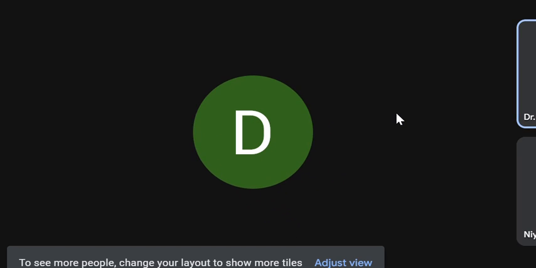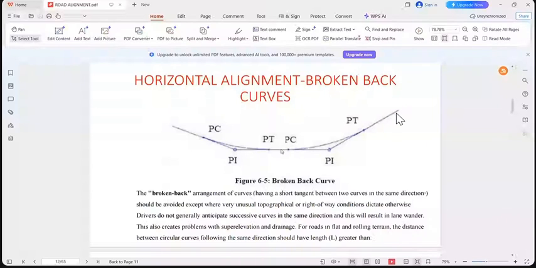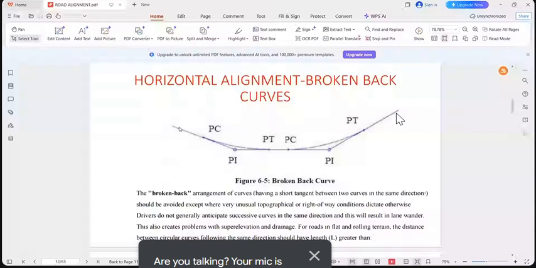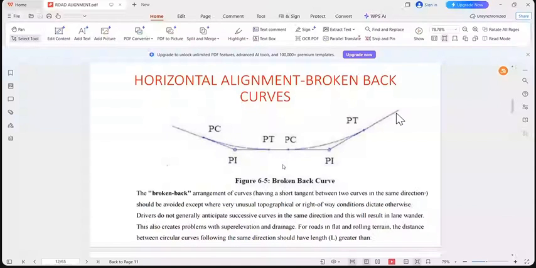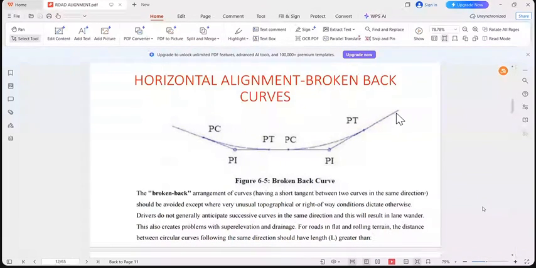PT. You can see this curve is coming, and then here we have a tangent section, then another curve is introduced. If you look, you may think that this is just one curve of the same radius, but it's not the case, because we have a separate curve here. So it is broken back because it is arranged in such a way that they are running in the same direction. This is due to the unusual topographic conditions that you can meet on the site.